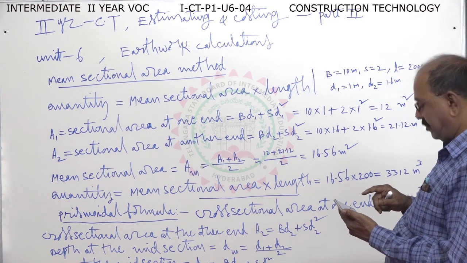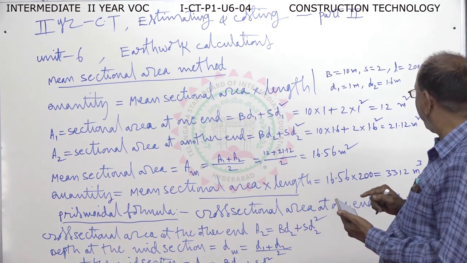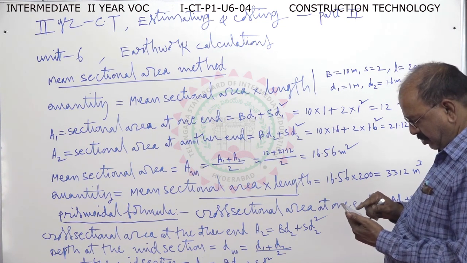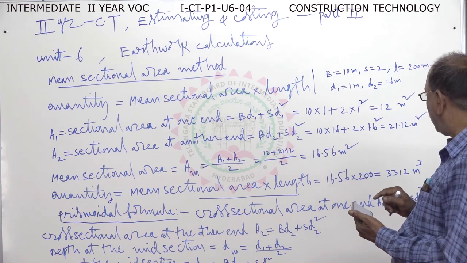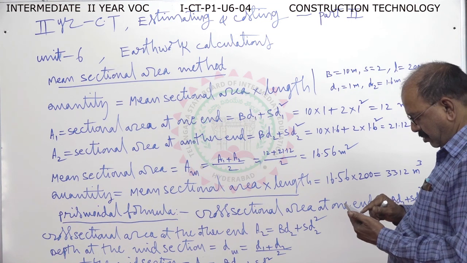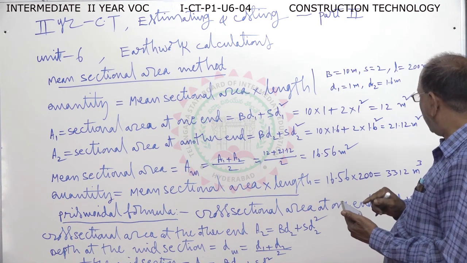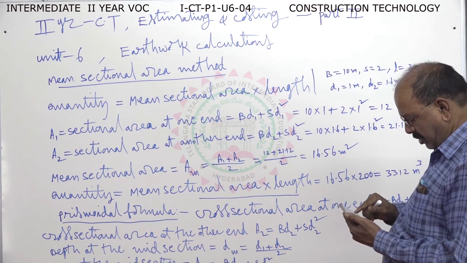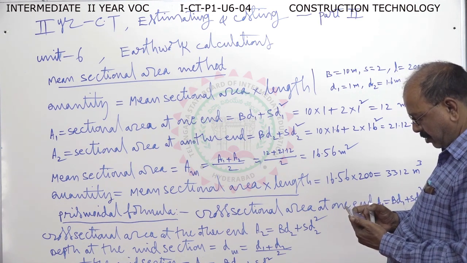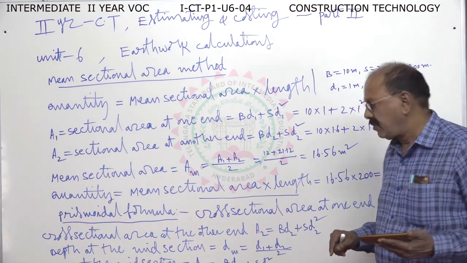That is, ten into 1.6 plus 2 into 1.6 square, that is equal to 21.12 meters square. Students, understood?